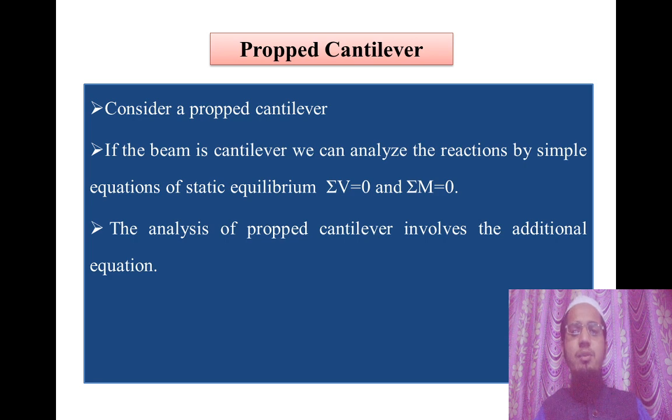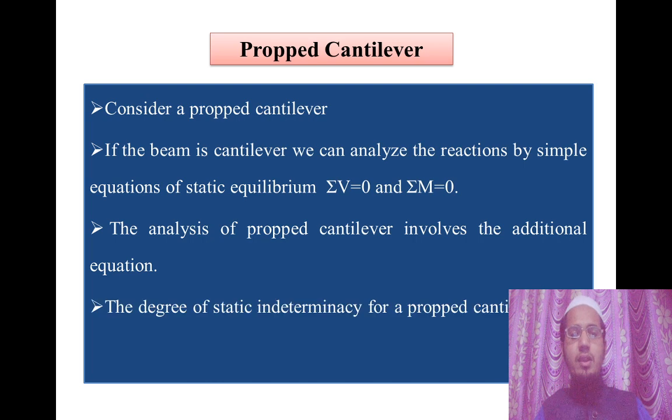So the analysis of a propped cantilever involves additional equations, and as we know, the degree of static indeterminacy for the propped cantilever is 1. How is it 1? Where did the 1 come from?